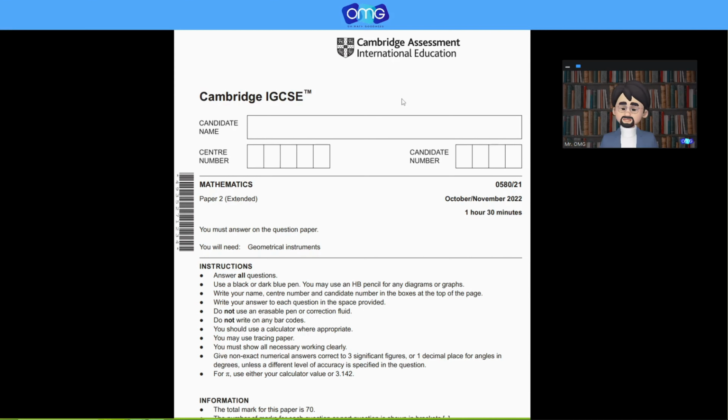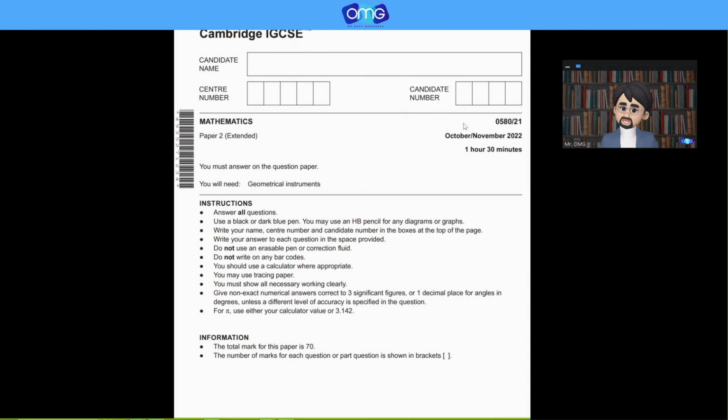Hi everyone. Today we're gonna discuss IGCSE Extended Math Cambridge October-November W22 for paper 2-1. Hope you learned something here for secondary questions.